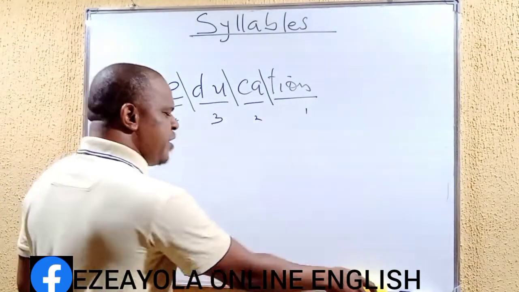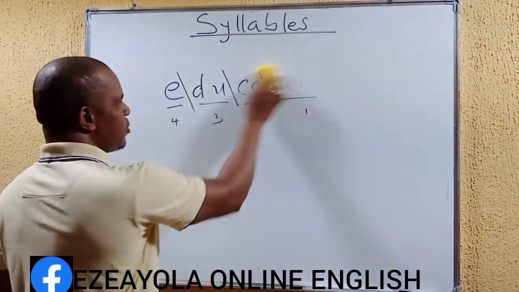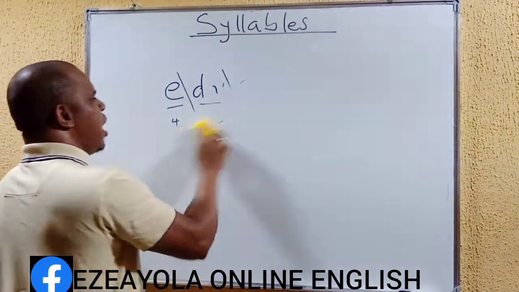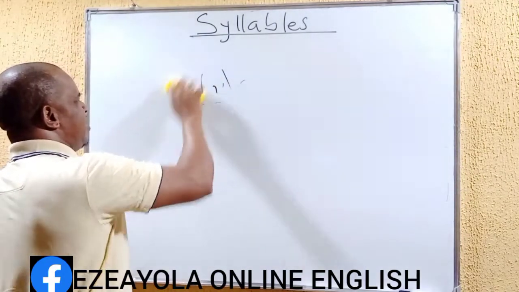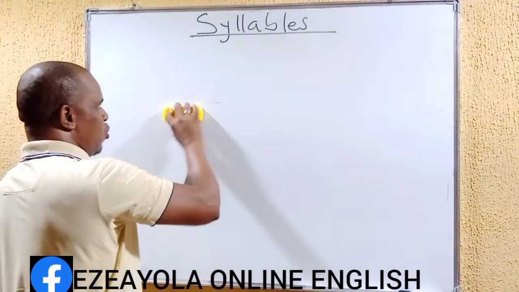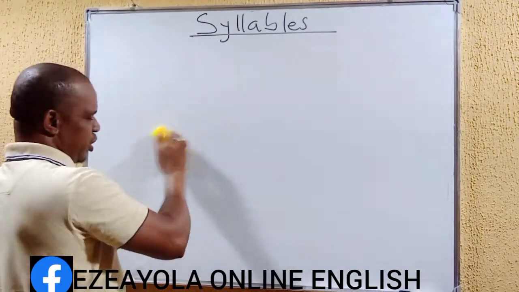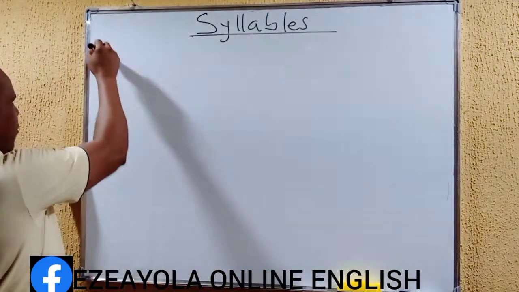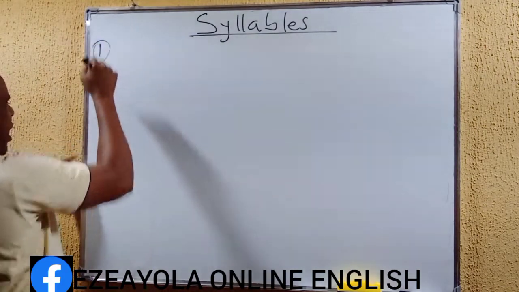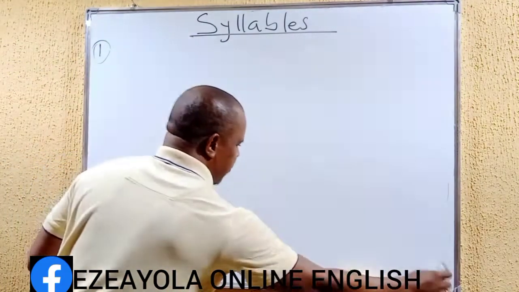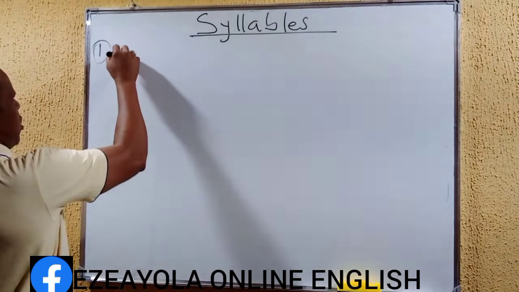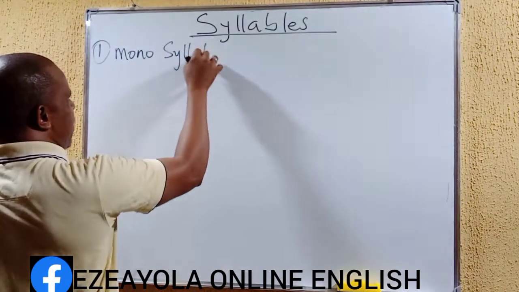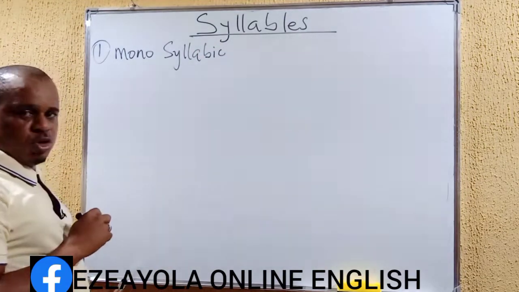Okay, now having talked about syllable and its meaning, we've defined what it means. We are going to look at the types of syllable we have in the English language. There are, of course, 3 different types of syllable. Number 1, we have the monosyllabic words.